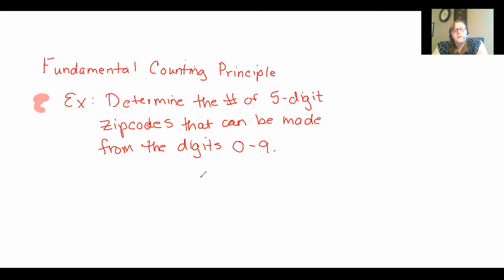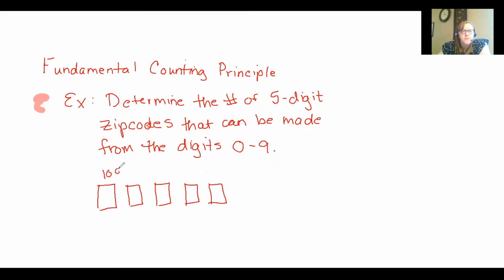All right, so the reason that we use the fundamental counting principle for this particular problem is because in a 5-digit zip code, you can think of it kind of like 5 individual slots. So 1, 2, 3, 4, 5. And for each of these slots, we have a total of 10 options because we're counting 0. So there's 10 options for this one, 10 options for this one, and so on. Each of these has 10 options.